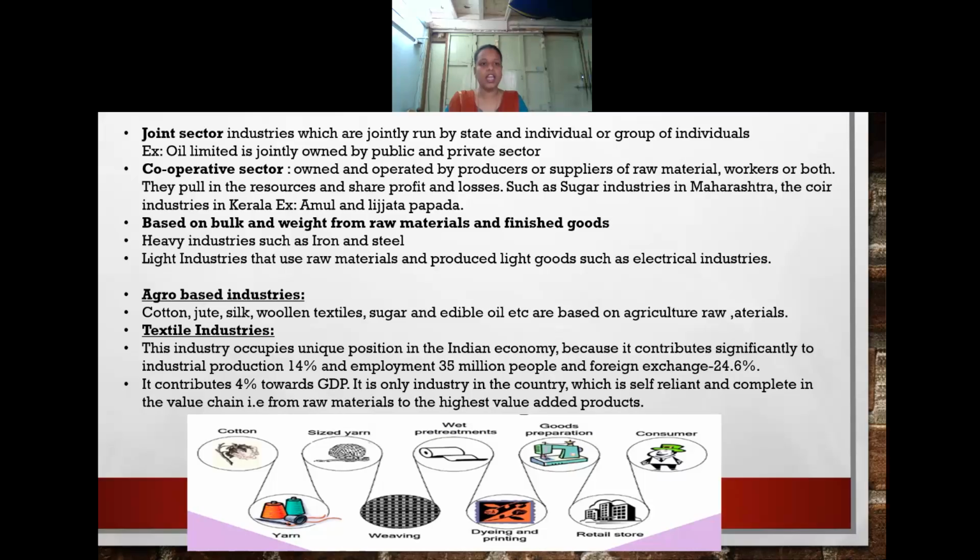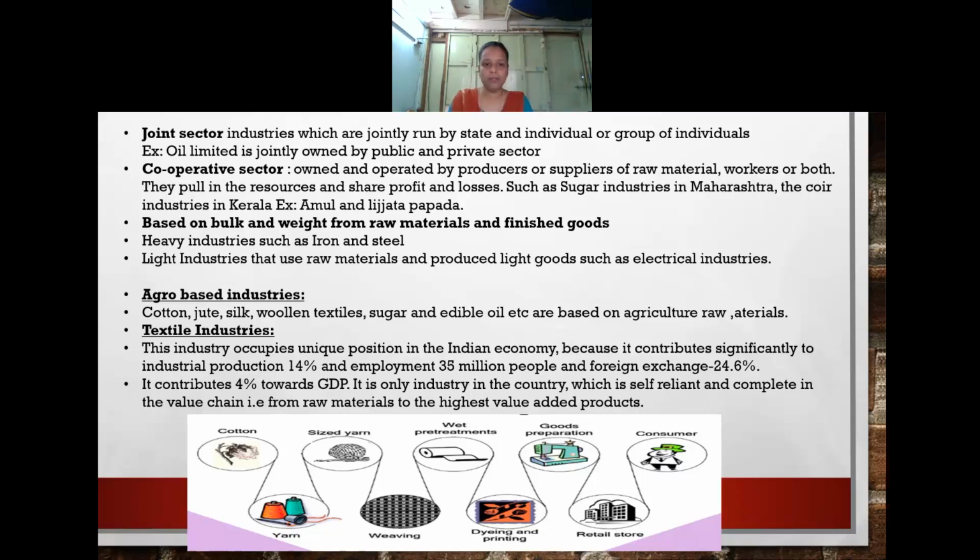So in detail, one by one, you're going to learn what kind of industries will come under the agro-based. I have told cotton, jute, silk, woolen textiles, sugar, edible oil, etc. are based on agriculture raw materials. So these will come under the agro-based industry. According to that, the first one is the textile industry.